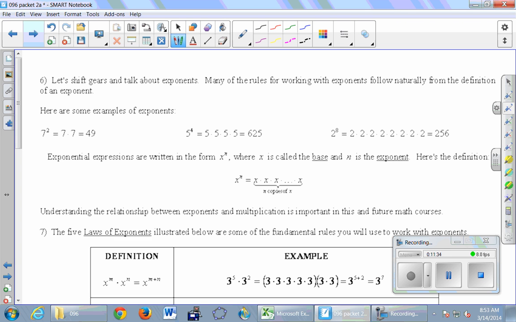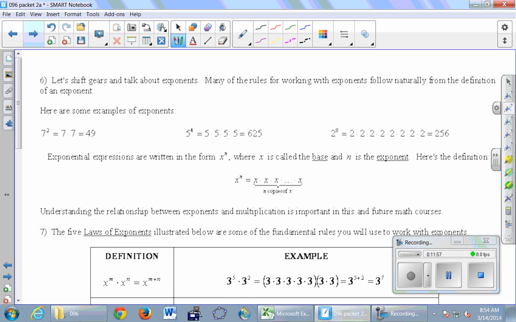And so you really want to focus on thinking carefully about the rules today, even if they're easy rules today, just to make sure you know what's allowed, and maybe just as importantly, what is not allowed. All right, so it says many of the rules for working with exponents will follow naturally from the definition of an exponent, and here are some examples of exponents. So 7 squared, what does it really mean?